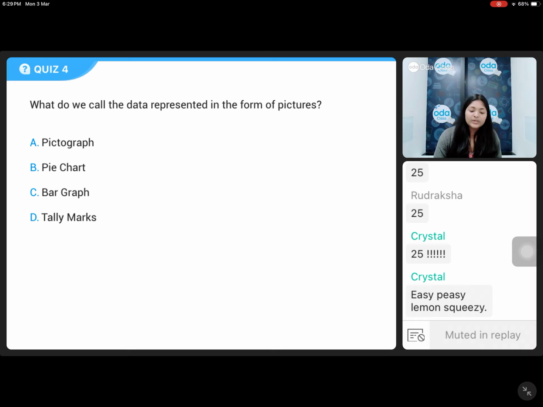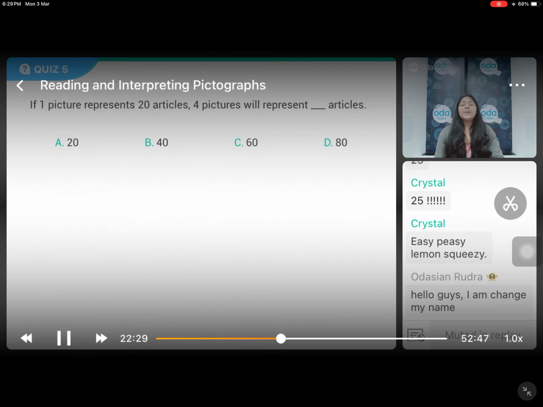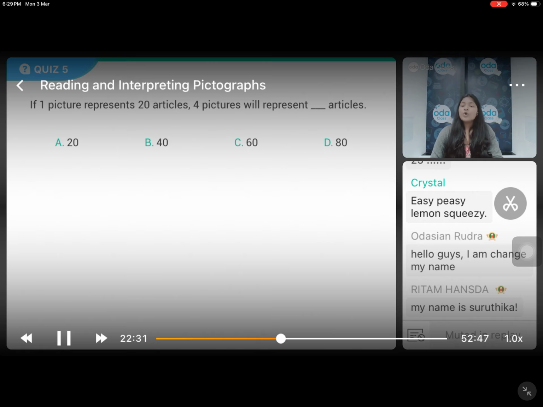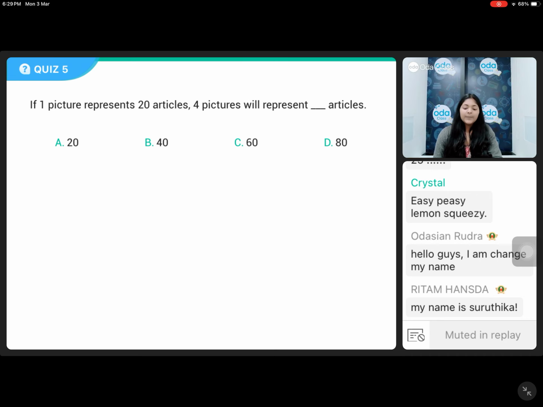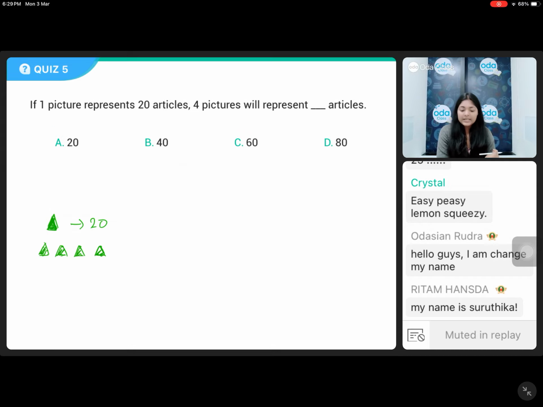All right. Let's try a few quiz questions here. Our first one is the easy one: what do we call the data represented in the form of picture? If one picture represents 20 articles, 4 pictures will represent how many? Let me tell you, if one picture, like this one triangle, is representing 20, so 4 triangles will represent how many? All of you try and tell me the answer here.